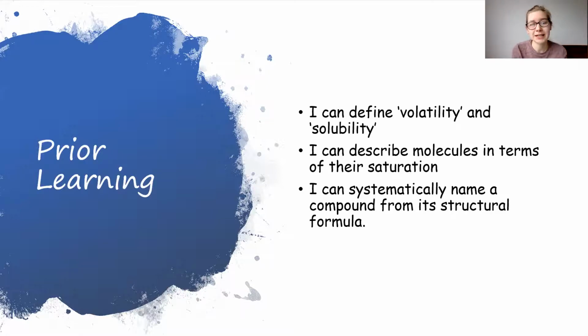I can systematically name a compound from its structural formula, so that involves thinking of the homologous series that we already know. If you see a structural formula, you should be able to name it according to where any functional groups are and how many carbons it has in any branches.